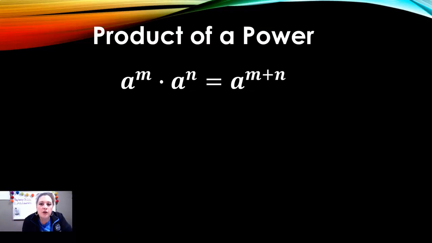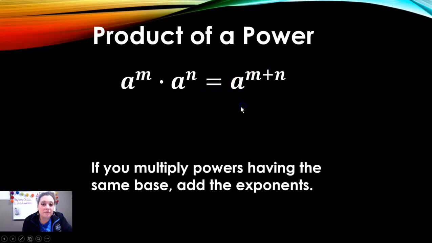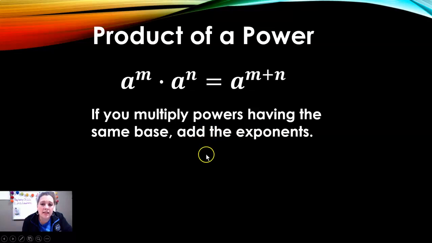All right. So the first one is a product of a power. So product again means to multiply. So we're talking about when you are taking one term and multiplying it by another term, and one of those terms has a power, has an exponent. So for example, a to the m power times a to the n power. This means it would equal a to the m plus n. Because if you multiply powers that have the same base, so both of these have a base of a, you're going to add the exponents. So we just added m and n.